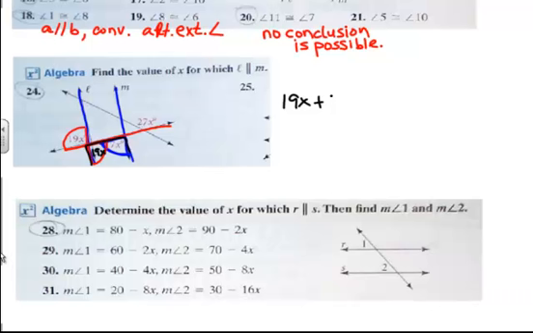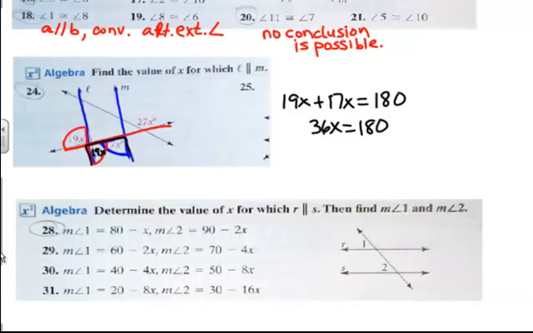17x would have to equal 180 degrees. So this is equal to 36x equals 180, and 180 divided by 36 is equal to 5. So x must equal 5 in order for that to occur.